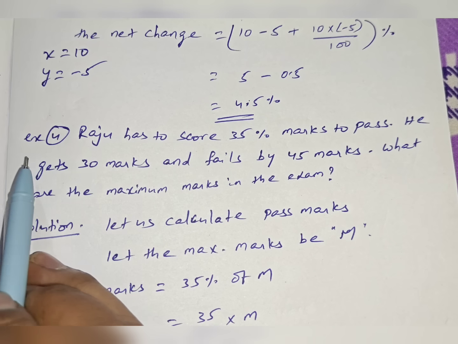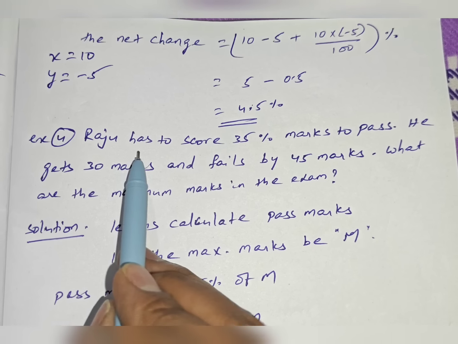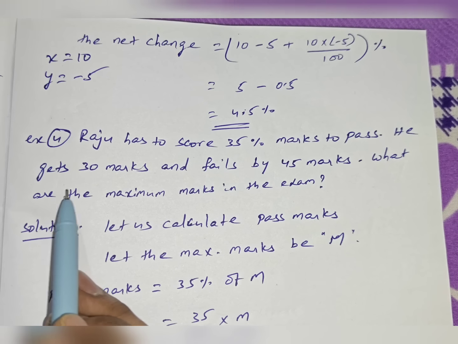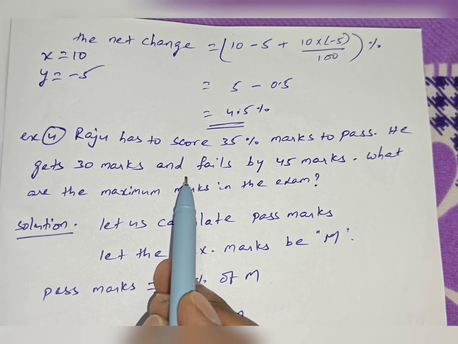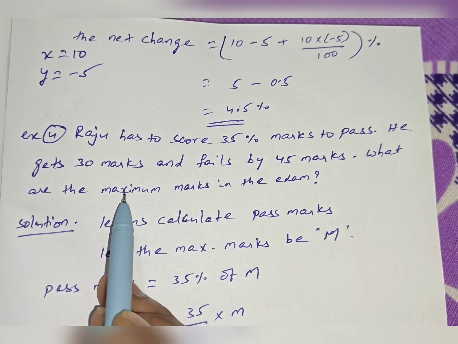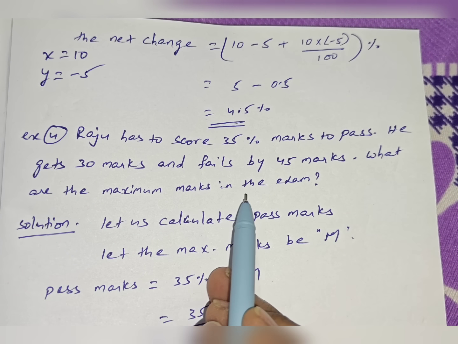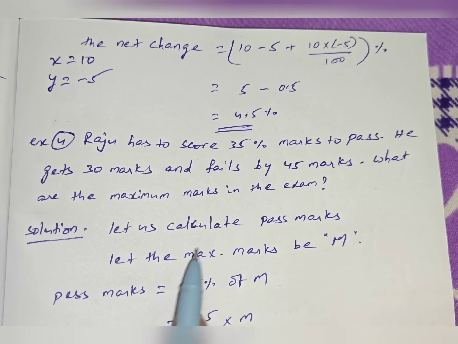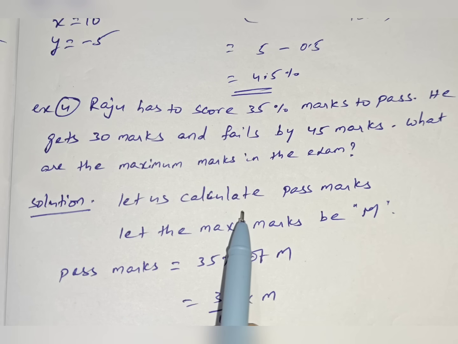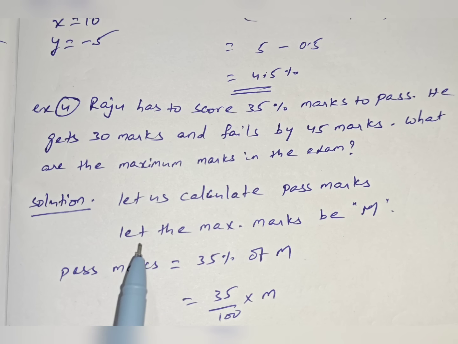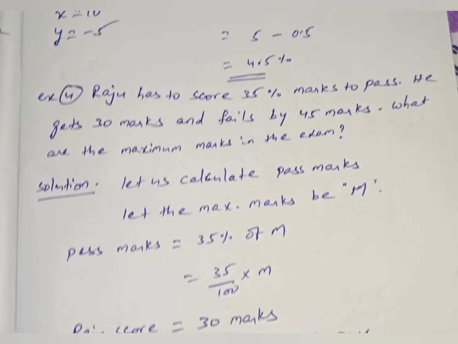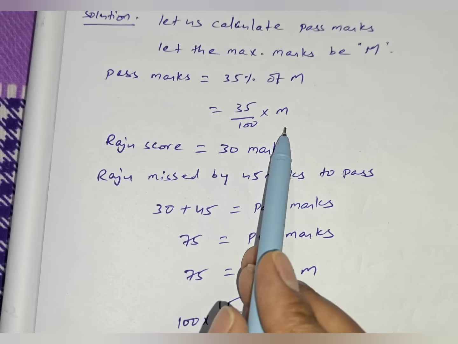Now let us take one more example. Raju has to score 35 percentage marks in an examination to pass. He gets 30 marks and he has failed by 45 marks. What are the maximum marks in the exam? Here our main aim is to find out the maximum marks in the exam. Let the maximum marks in the exam be m. Pass marks is 35 percentage of m, that is 35 by 100 into m. Raju scores 30 marks, so Raju's score is equal to 30 marks.